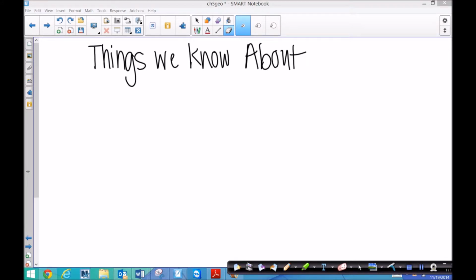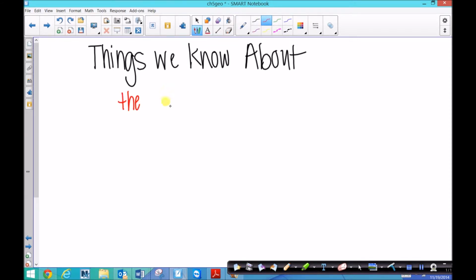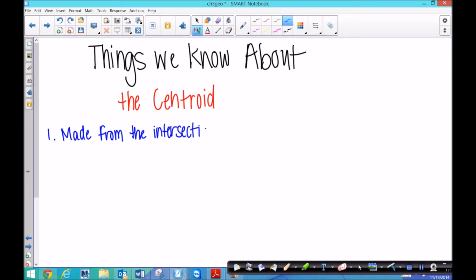Okay, so we're going to talk about things that we know about the centroid. This is going to be similar to the last video, except this one is going to be all about the centroid. And just like last time, it's really important that we first of all know what it's made from. So the centroid is the point of concurrency that's made from the intersection of all of the medians.